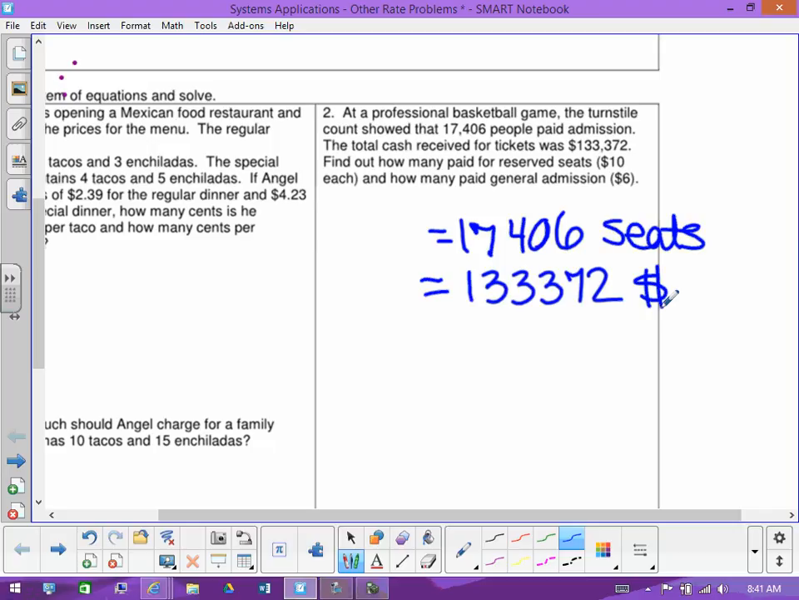So, what kinds of seats were sold? Reserved and general admission. So, this means that the reserved plus the general admission seats, there's 17,406 of them. Okay, how much are each reserved seat? $10, because this one's money. So we've got 10R plus 6G. So start with what your total is and kind of work backwards to your equation. So let's put this one inside and see what we come up with.